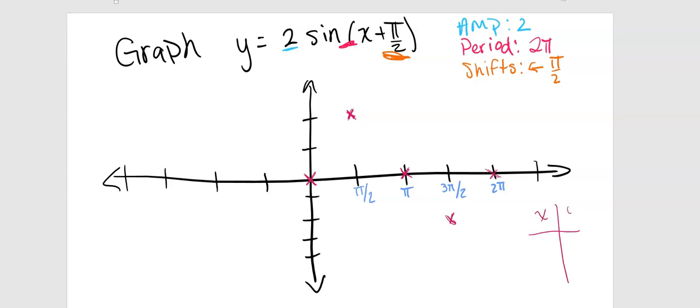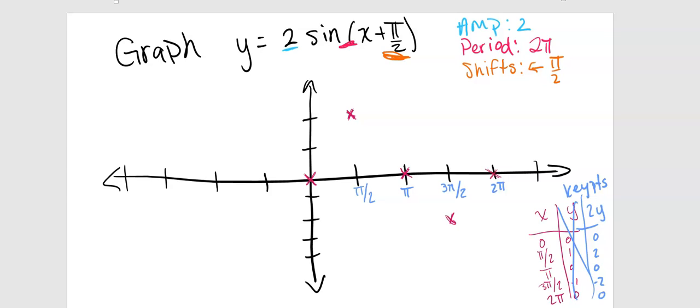So let me just write this out down here. Here's my x's, here's my y's. 0, pi halves, pi, 3 pi halves, 2 pi. So we originally had 0, 1, 0, -1, 0. But we had that change for our y values with that amplitude. So all of the y values got multiplied by 2: 0, 2, 0, -2, 0. So these are the key points.